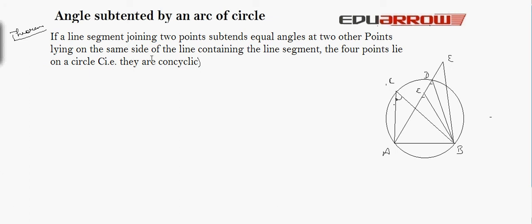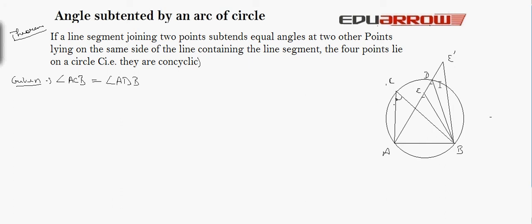Now we have our next theorem. If a line segment joining two points subtends equal angles at two other points lying on the same side of the line containing the line segment, the 4 points lie on a circle, that is, they are concyclic. So let's see the figure. AB is a line segment which subtends equal angles at 2 points C and D. So we can write angle ACB is equal to angle ADB.